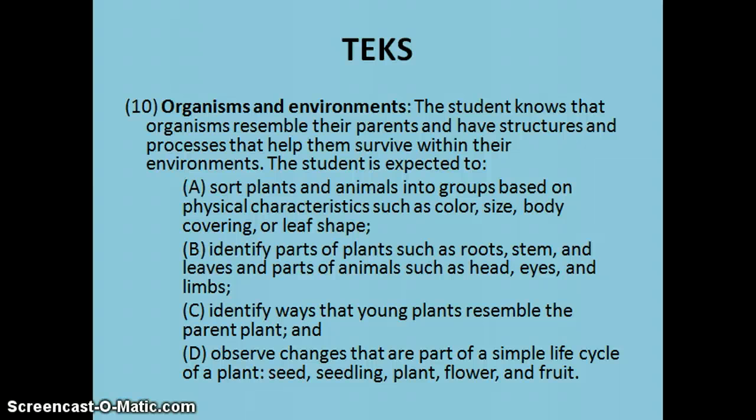The students know that organisms resemble their parents and have structures and processes that help them survive within their environment. The student is expected to A. Sort plants and animals into groups based on physical characteristics such as color, size, body covering, or leaf shape. B. Identify parts of plants such as roots, stems, and leaves, and parts of animals such as head, eyes, and limbs. C. Identify ways that young plants resemble the parent plant, and D. Observe changes that are part of a simple life cycle of a plant: seed, seedling, plant, flower, and fruit.